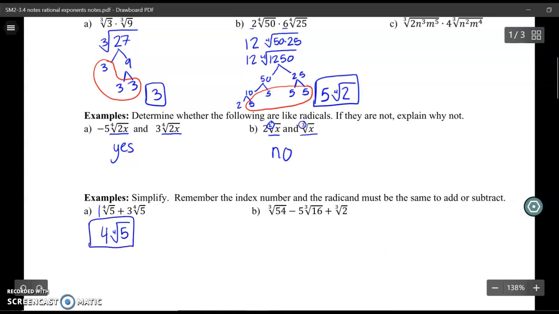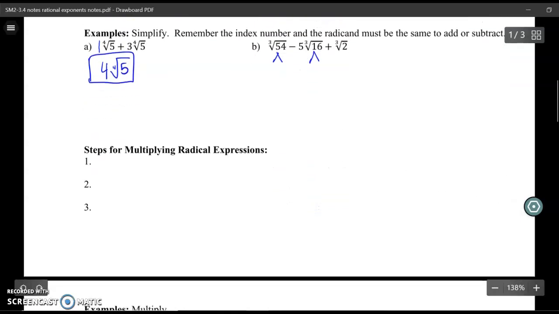I'm not going to work through the next example because it's going to take a little bit and it'll be really good practice for you. But when you first look at B, you don't see any like radicals, right? You have the cube root of 54, the cube root of 16, and the cube root of 2, so they're all different. However, what you're going to want to do is simplify all of these radicals down, and then perhaps after you simplify them, you will have like radicals. So I'll let you guys practice doing that one on your own.